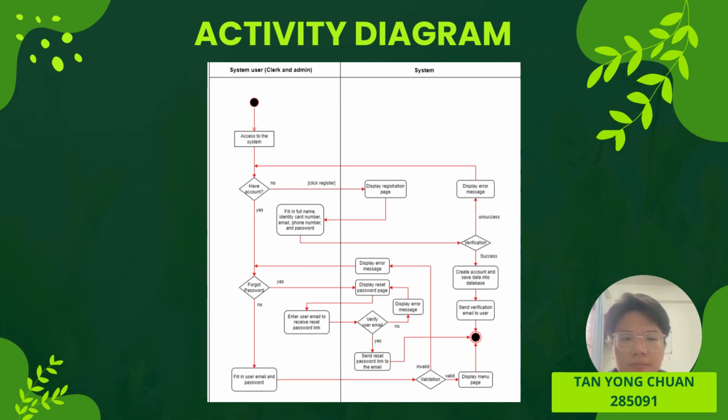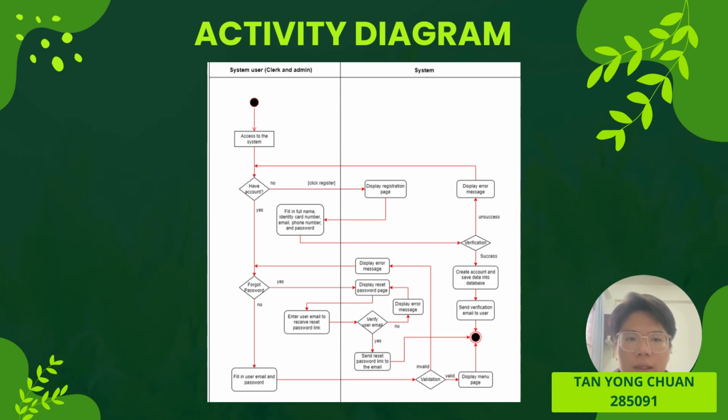If the verification process is successful, the system will create an account and save the data into the database. Next, the system will send a verification email to the user and end. Next, if the user has an account in the T-Leaf management system, they will proceed to choose whether or not they have forgotten their account password.